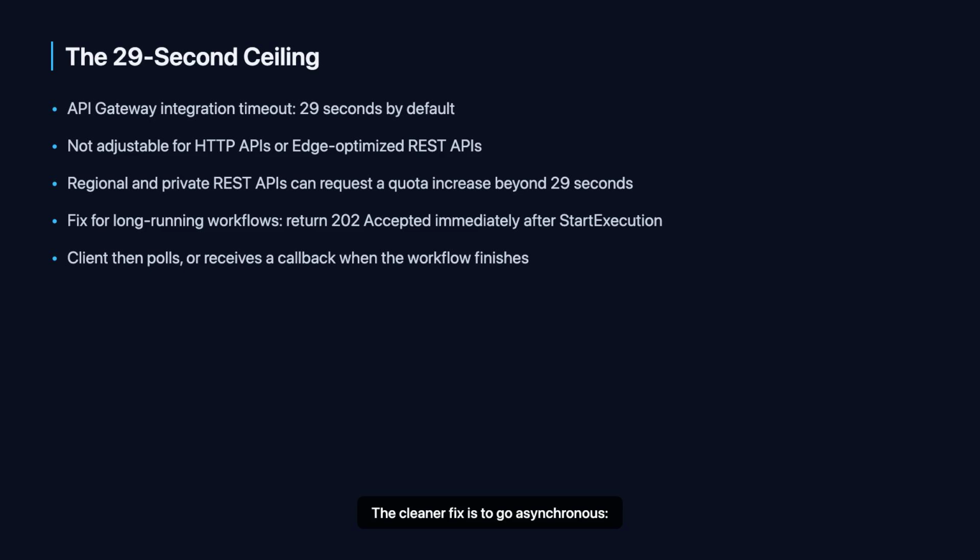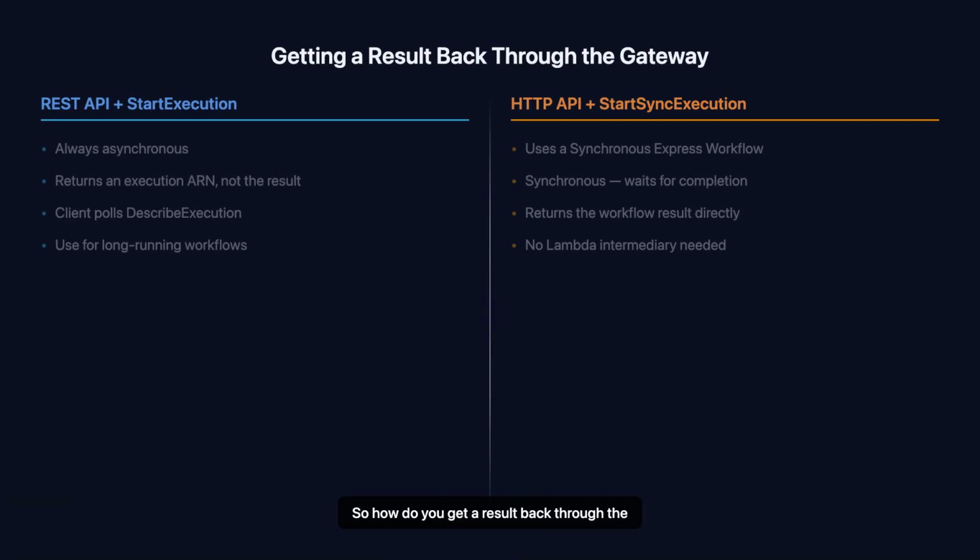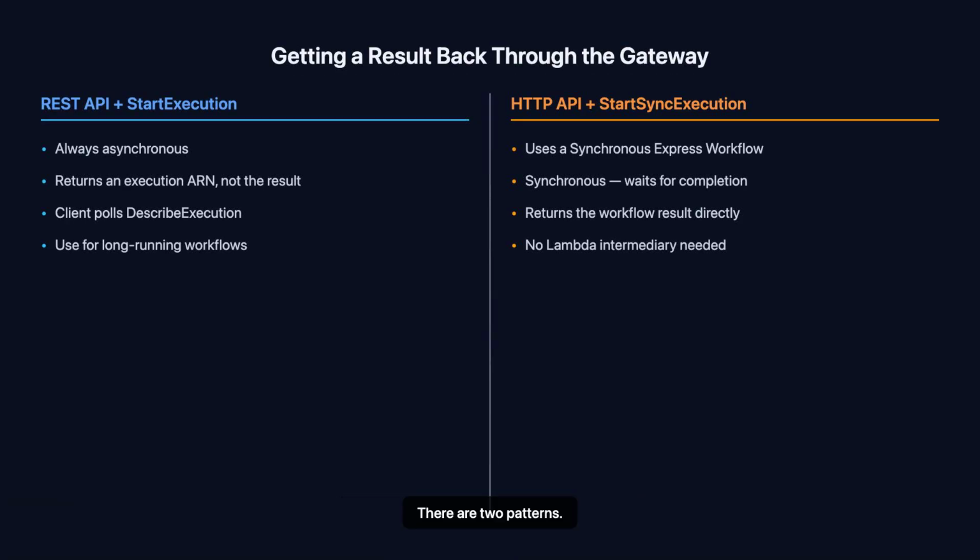The cleaner fix is to go asynchronous. Start the Step Functions execution, then immediately return 202 Accepted to the caller. The workflow keeps running in the background, and the client either polls for the result or receives a callback when it finishes. Anytime a workflow runs long, that's the pattern to reach for. So how do you get a result back through the gateway? There are 2 patterns. A REST API calling StartExecution is always asynchronous.